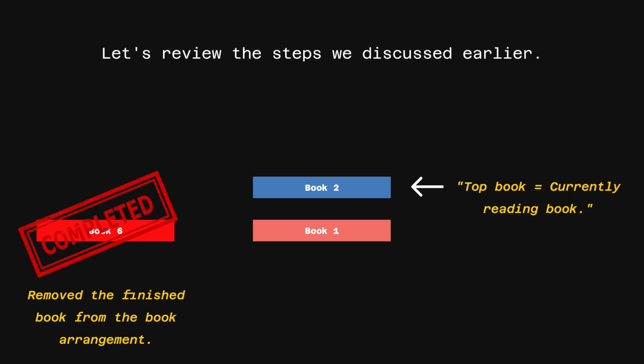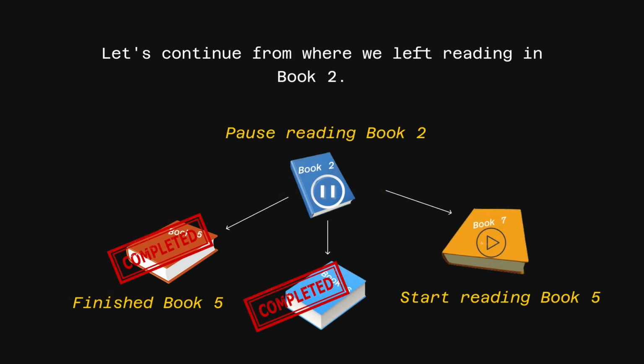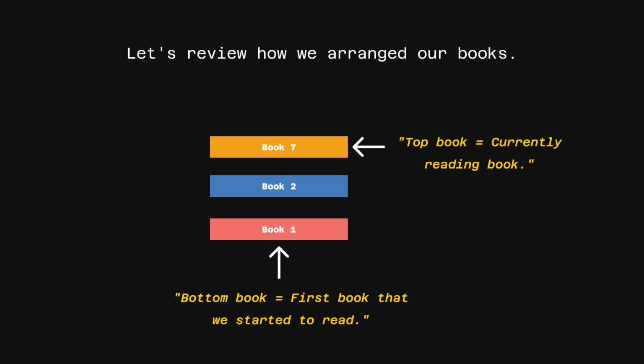The book now at the top of this stack, the one directly below where Book 6 was, is our next book for reading. We return to Book 2, resuming where we left off before pausing for Book 6. However, after only a few pages, we encountered a reference to Book 7, so we paused Book 2 again and began reading Book 7. Since Book 7 is the one that we're currently reading, we placed it at the top of the book arrangement. If Book 7 has no references, we finish it and mark it complete.